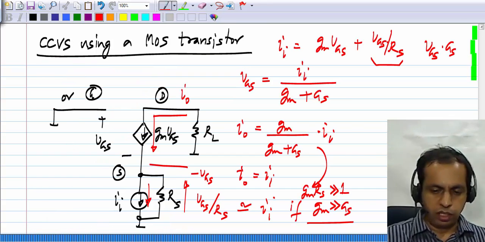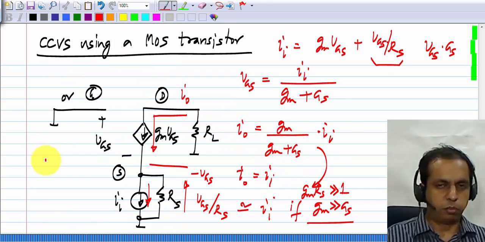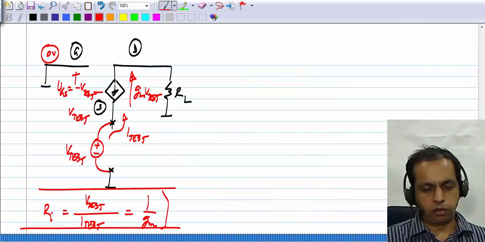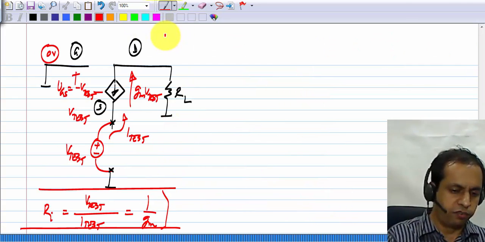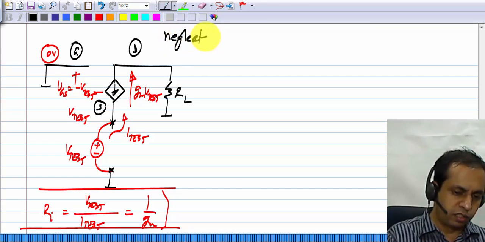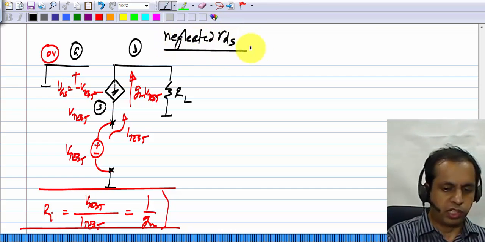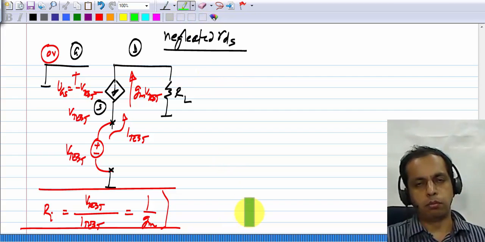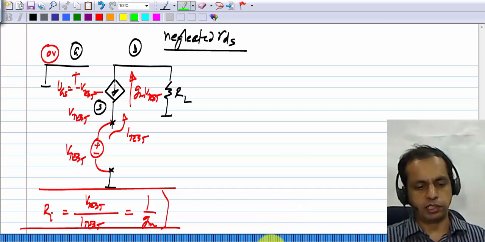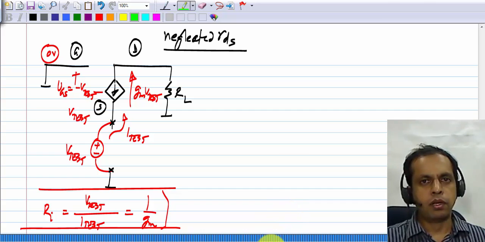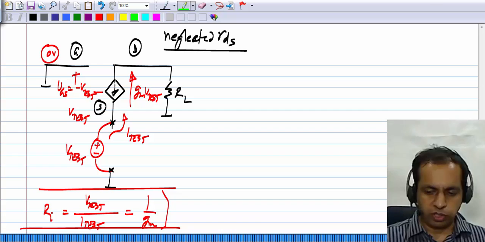Notice that in both the calculation of the gain I0 by II and in the calculation of the input resistance, I have neglected RDS, because including RDS it will change the expression, but assuming that RDS is quite large, it doesn't make any qualitative changes, so I've ignored that. The last thing we have to evaluate is the output resistance.